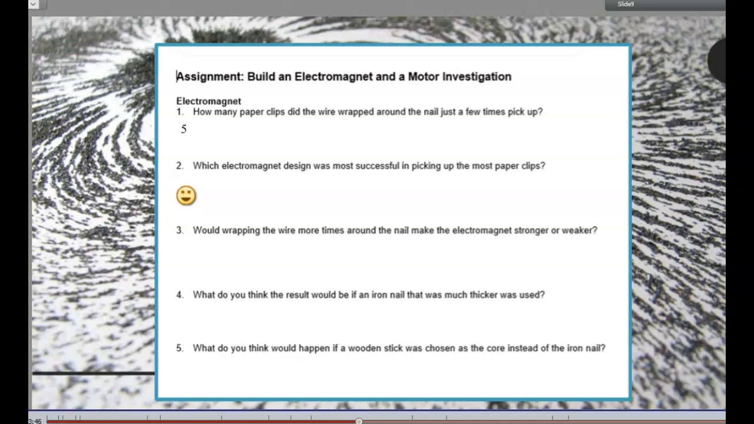So remember, it is not the size of the nail. That could be a factor, but what we're taught in the lesson is that the voltage, the battery size basically, and the number of coils. So that is your number 2.